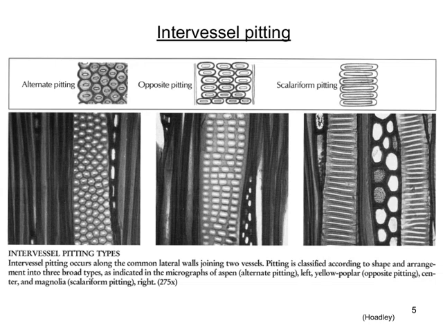Let's take a closer look at intervessel pitting, as discussed by Hoadley. Essentially, this refers to the small openings or pits that occur between vessels within the plant's xylem tissue. These pits are crucial because they allow water to move from one vessel to another, facilitating efficient water transport throughout the plant. What's particularly interesting is that these pits are not just simple holes. They are specialized structures that help prevent the spread of air bubbles or embolisms, which can block water flow. So, they play a vital role in maintaining the plant's overall hydraulic stability.